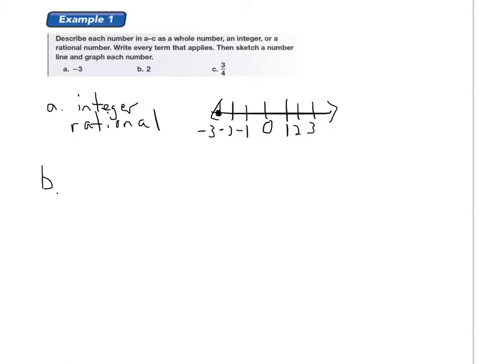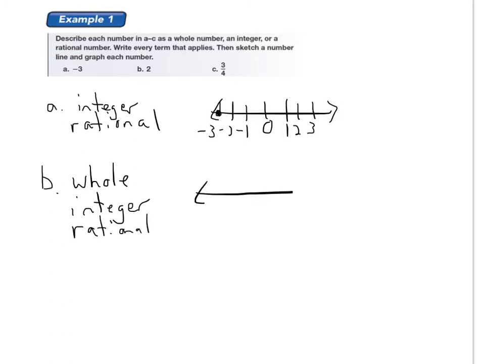Positive 2. Well, remember, we want to know, is it a whole number? Well, whole numbers are 0 and all the counting numbers, which 2 applies to, so it's a whole number. Every whole number is an integer, so we put integer as well. And every integer is a rational number, so it's also rational, so we have to put all 3 down.